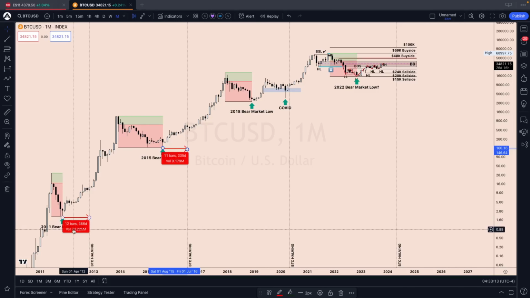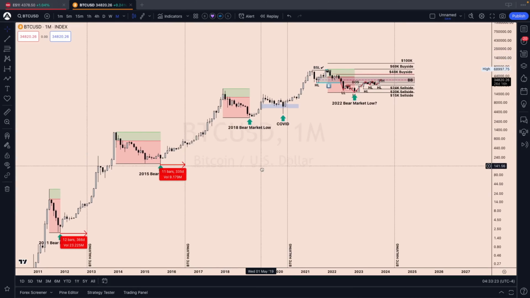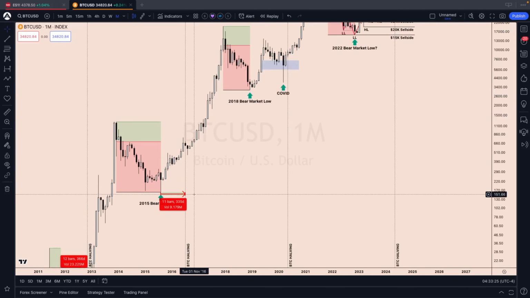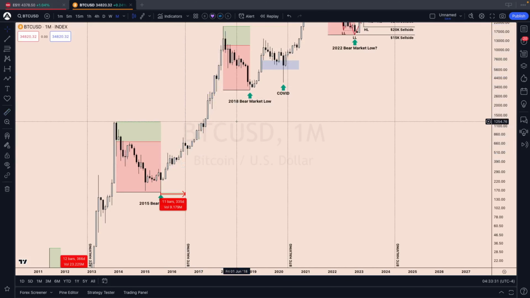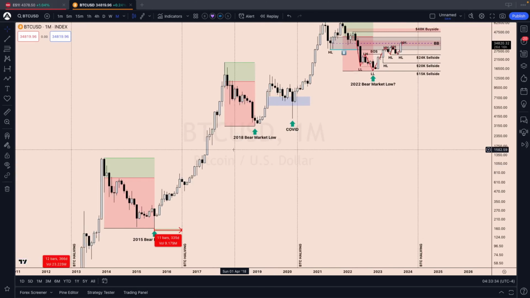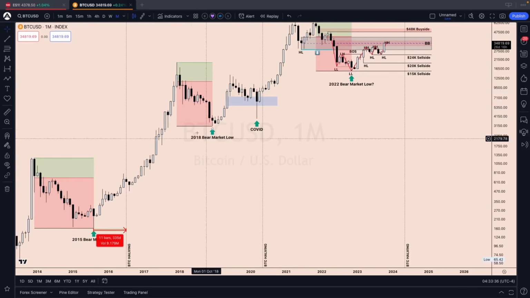Very similar to what we already saw here during the 2011 bear market low and the Bitcoin halving in November 2012. Alright, so now let's look at 2018, because what happened after this Bitcoin halving, once again, we had a pretty impressive rally of 4,000%.